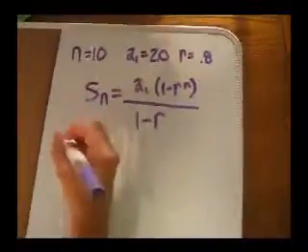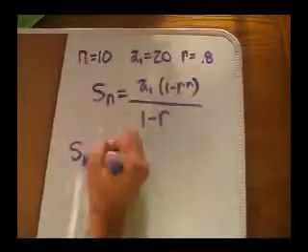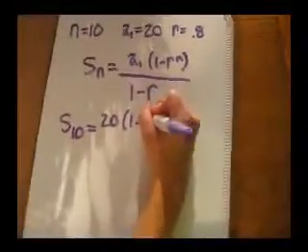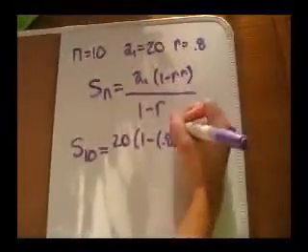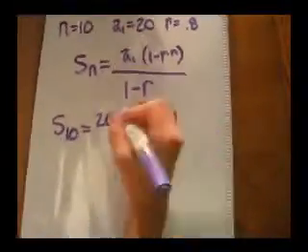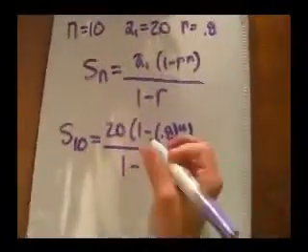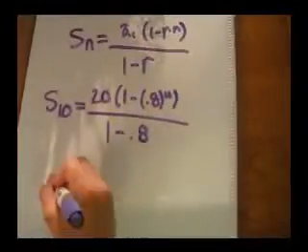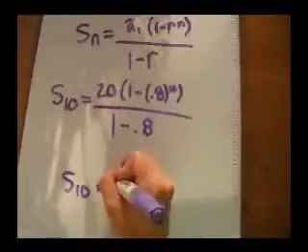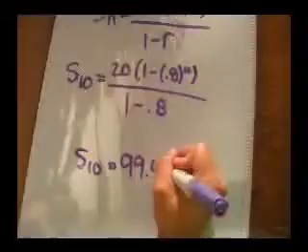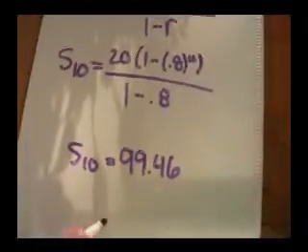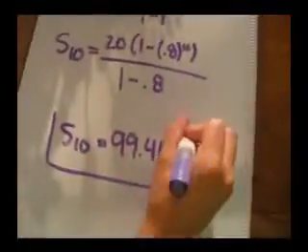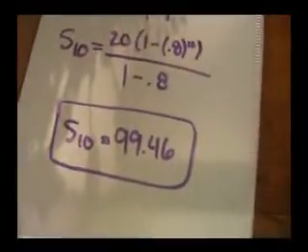Alright, so plug in the values. S sub 10 equals 20 times 1 minus 0.8 to the 10th, all over 1 minus 0.8. When you do all that math, you come out with 99.46. Wow, that's pretty crazy. Really? Yeah, 99.46 feet.